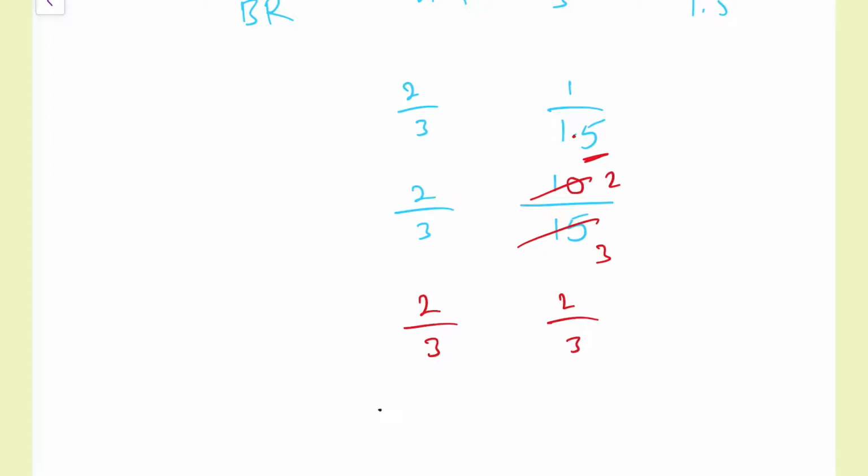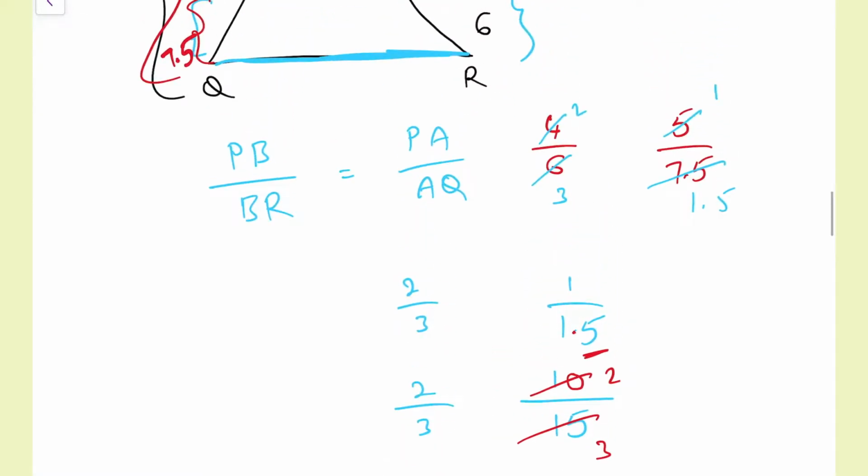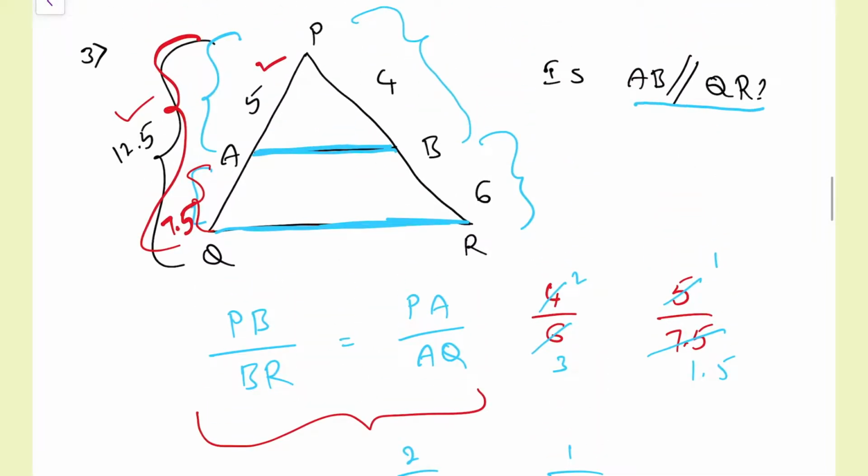5 2s are 10, 5 3s are 15, 2 by 3. So now I can conclude that 2 by 3 equals 2 by 3. Then we can say that PB by BR equals PA by AQ. So now I can conclude that this AB line and QR line are parallel to each other. Corresponding sides ratio is the same.